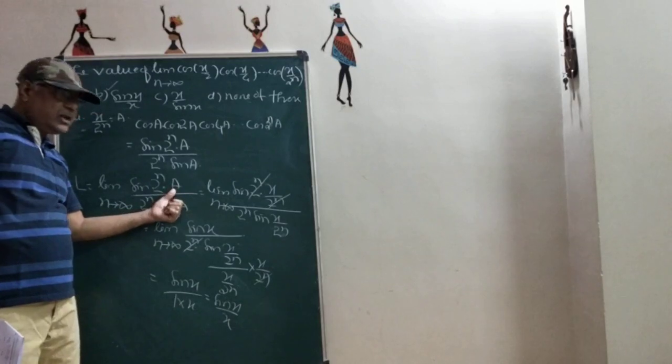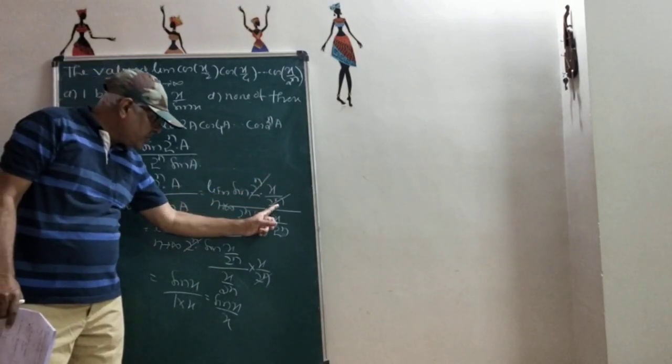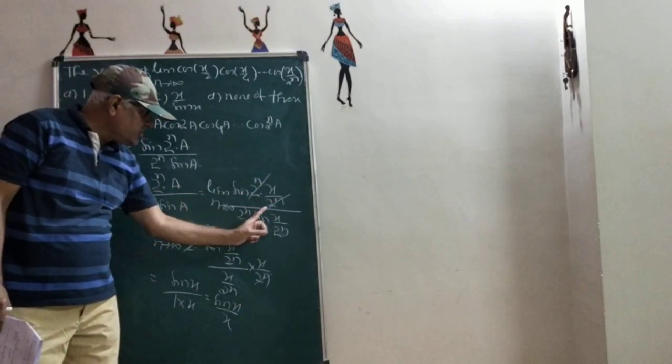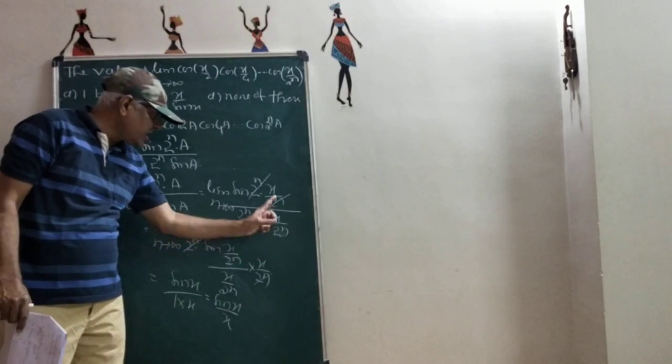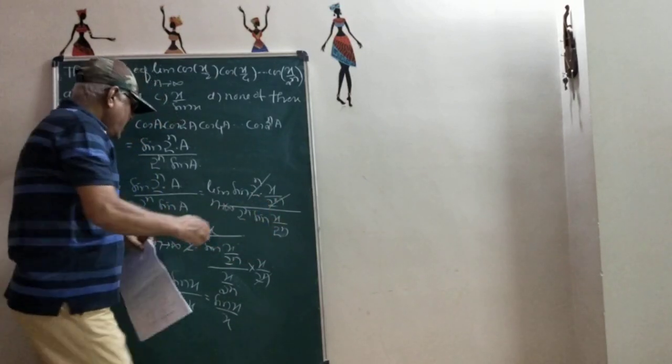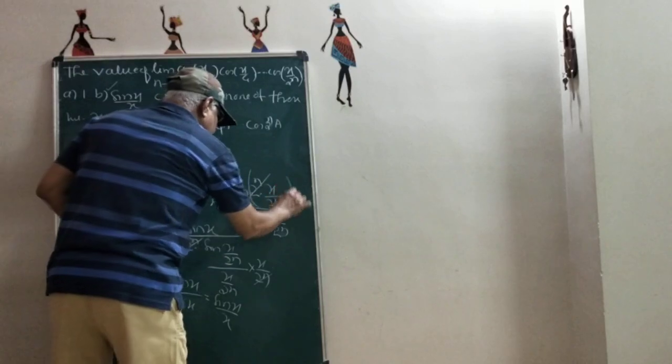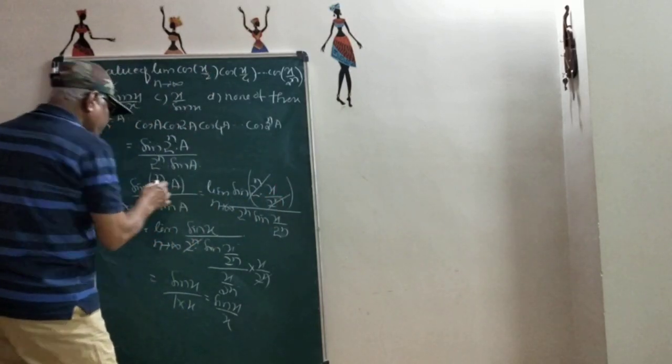Now let me replace the value of a. What is a value? x upon 2 raised to n. Similarly here, 2 raised to n into sine a means sine of x upon 2 raised to n. Here this 2 raised to n and 2 raised to n get cancelled because it is sine of 2 raised to n into a that is there.